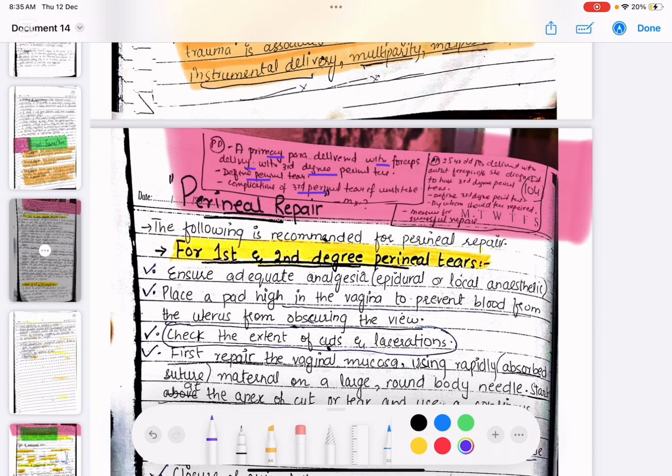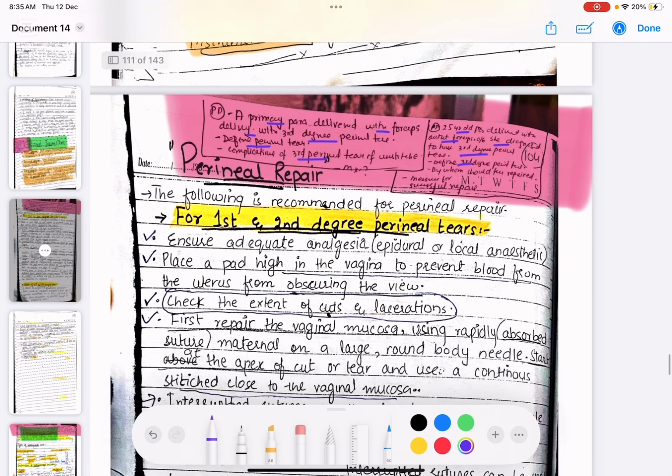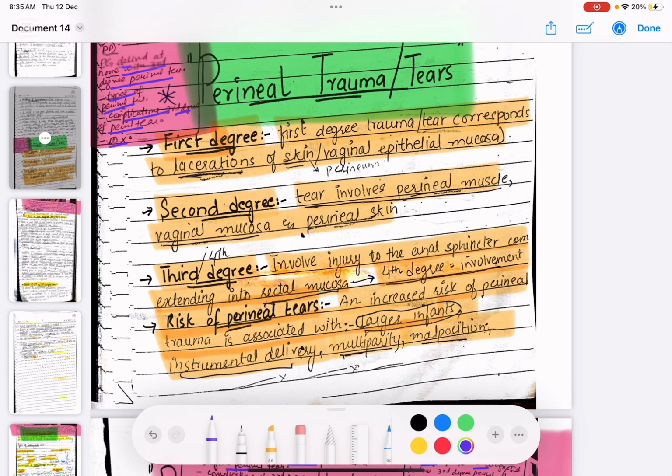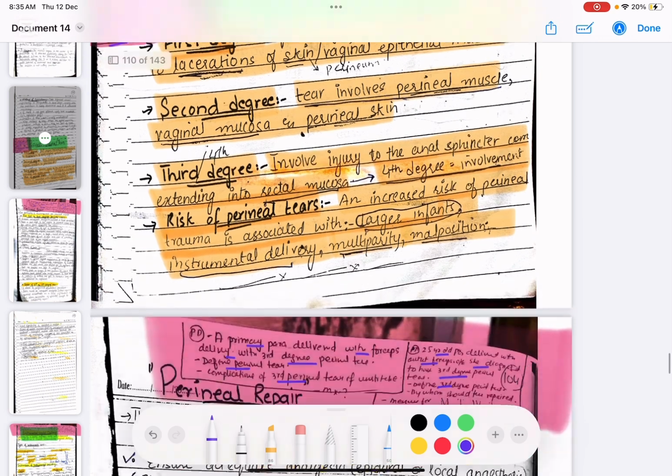Here is a question that there is a 25-year-old delivered with outlet forceps. On examination, she is diagnosed to have a third degree perineal tear. So define the third degree perineal tear. Okay, so for perineal repair, we have defined the third and second degree: the third degree involves injury to the anal sphincter and extends to the rectal mucosa.